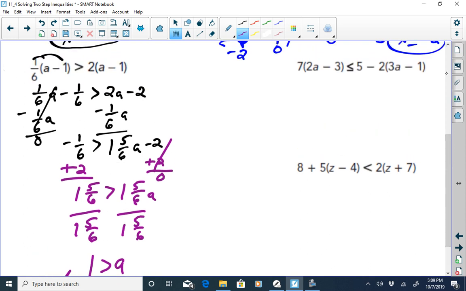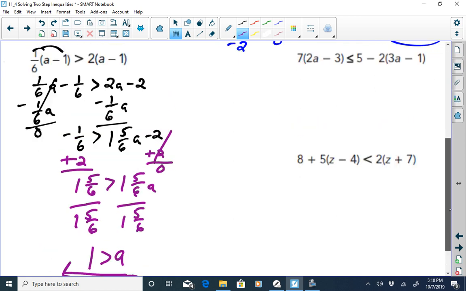So let's try 0. 0 take away 1 is negative 1. 1/6 times negative 1, that's negative 1/6 on the left. Negative 1/6 has to be greater than, let's see, 0 take away 1 is negative 1, 2 times negative 1 is negative 2. So is negative 1/6 greater than negative 2? The answer to that is yes. So I feel pretty comfortable about my solution set.